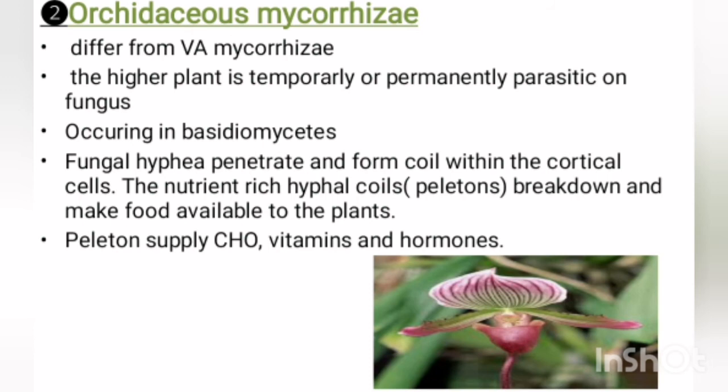Then the fungal hyphae pass through the surface cells into the inner cortex. This fungal hyphae forms coils within the cells of the outer cortex. Then the fungal hyphae loses its integrity. So the hyphae passing through the host cell will increase the orchid seed germination. This is the Orchidaceous mycorrhizae relationship.